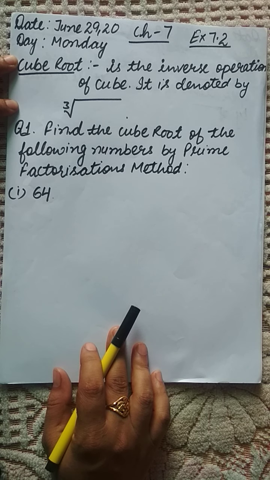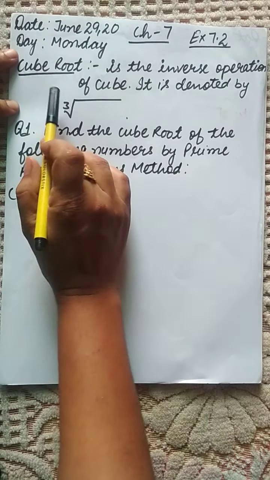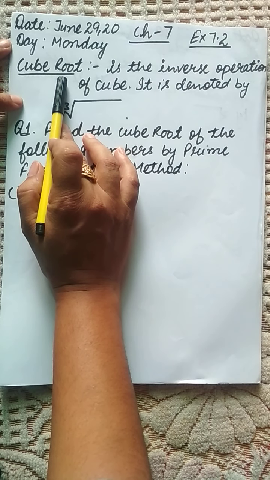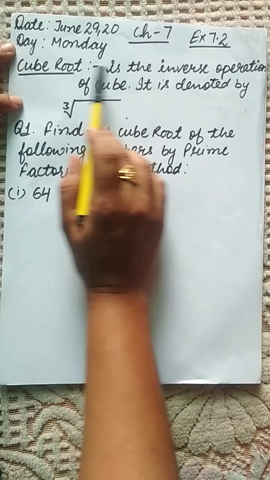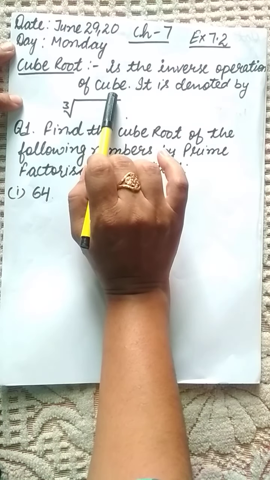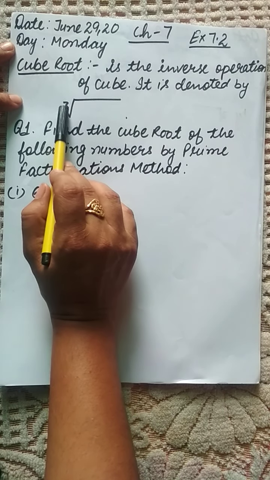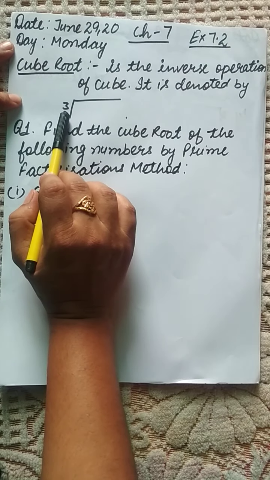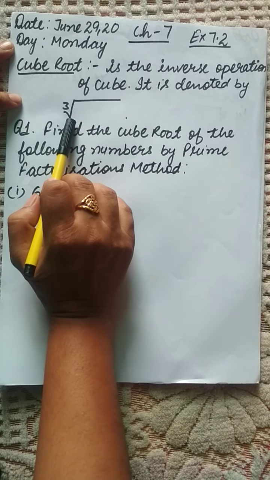Students, in this video we are going to continue with chapter number 7, exercise 7.2. The first definition for this is cube root. In the previous video we have done the topic of cubes. Now next is cube root. Cube root is the inverse operation of cube. It is denoted by the symbol root, and here I have written 3. This 3 stands for the cube root. So I'll denote the cube root as this symbol.